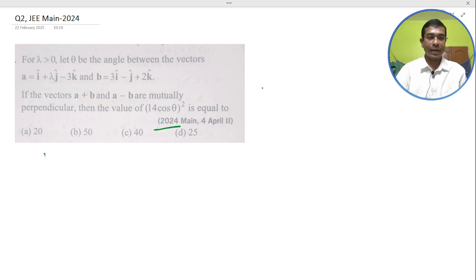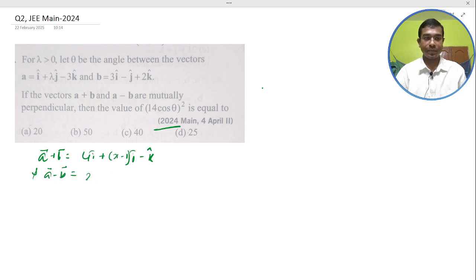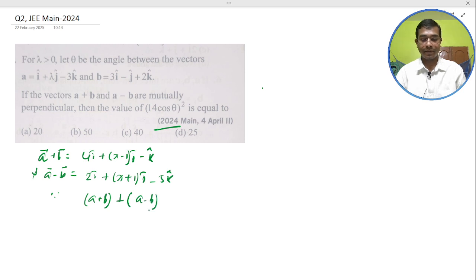So, here A plus B would become 4i plus (lambda minus 1)j minus k, and A minus B equal to 2i plus (lambda plus 1)j minus 5k. This is given: A plus B is perpendicular to A minus B.